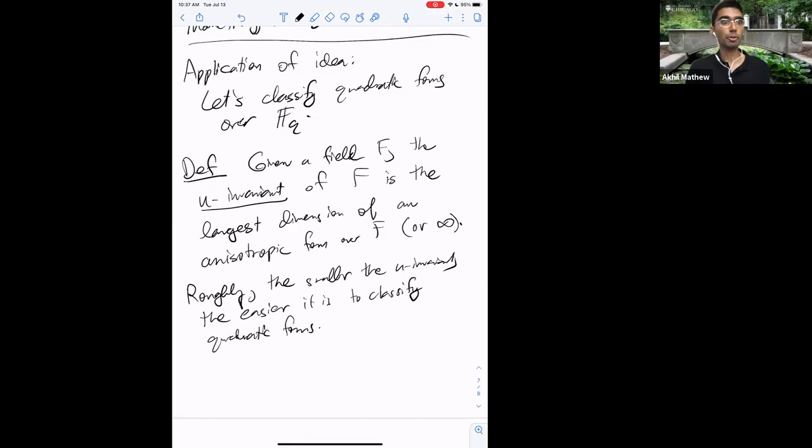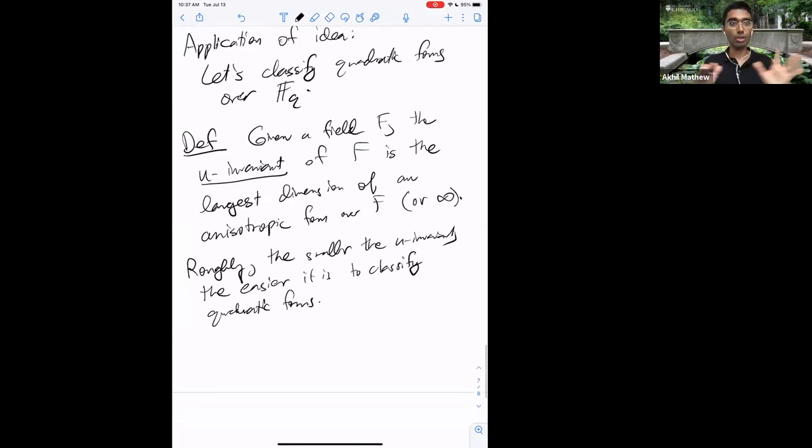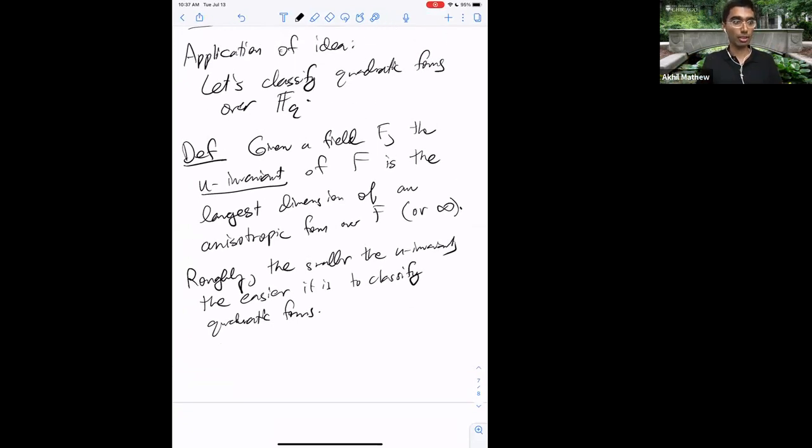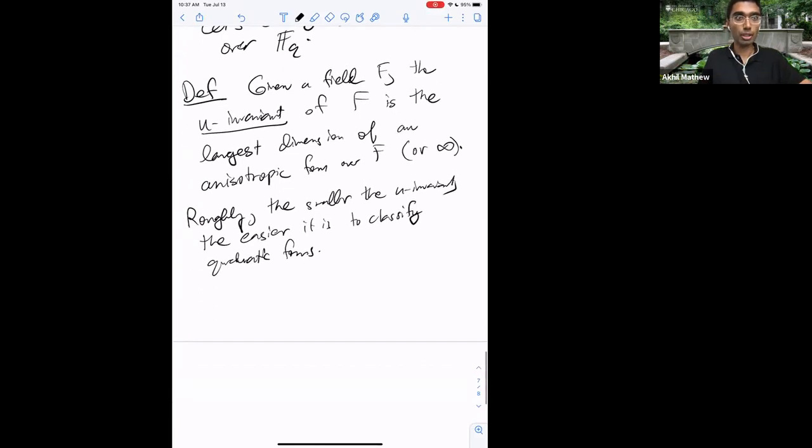I think I put some material about the u-invariant on the exercises. The u-invariant is actually connected to quite a bit of recent research in the theory of quadratic forms. There are a lot of open questions involving it, which we're not going to touch. But I want to use this as a guide: if the u-invariant is small, then it's easier to classify quadratic forms, roughly because if you can show that lots of things are isotropic, then classification is easier.